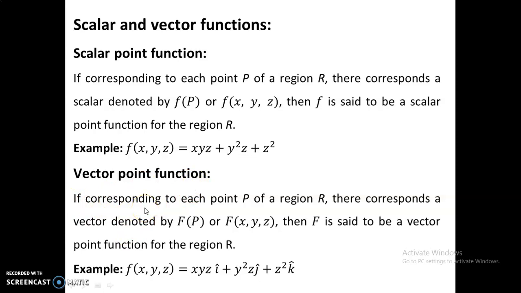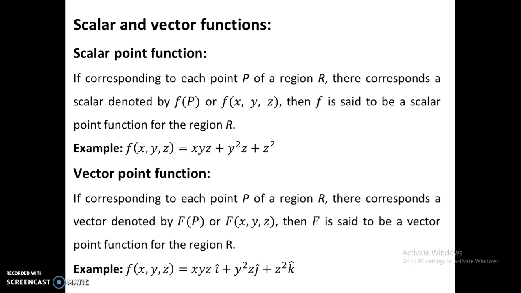If corresponding to each point P of a region R, there corresponds a vector denoted by f of p or f of x comma y comma z, then f is said to be a vector point function for the region R. It means if you take any point in the region R that corresponds to a vector, then f is said to be a vector point function of the region R.